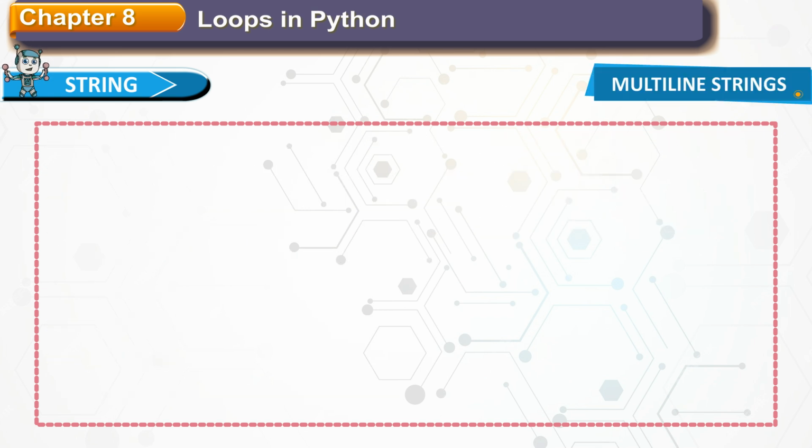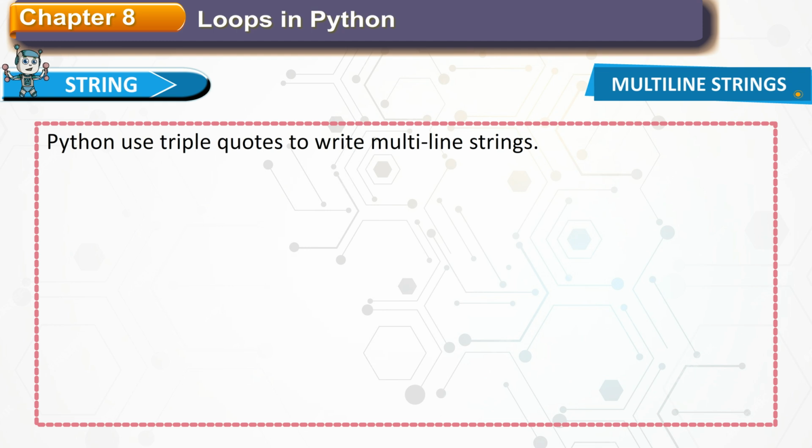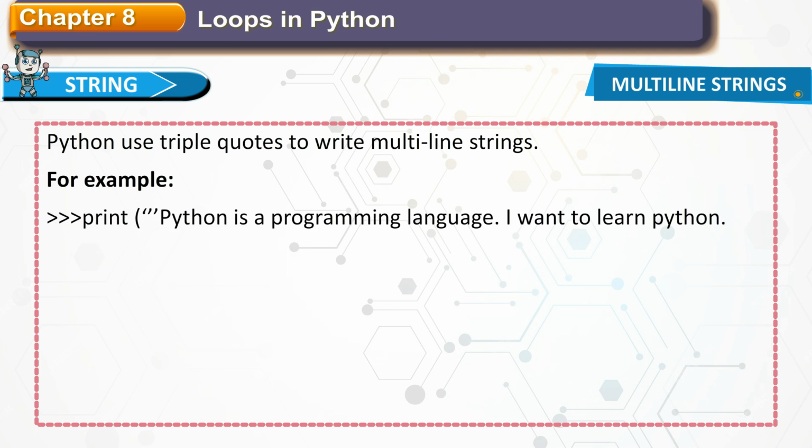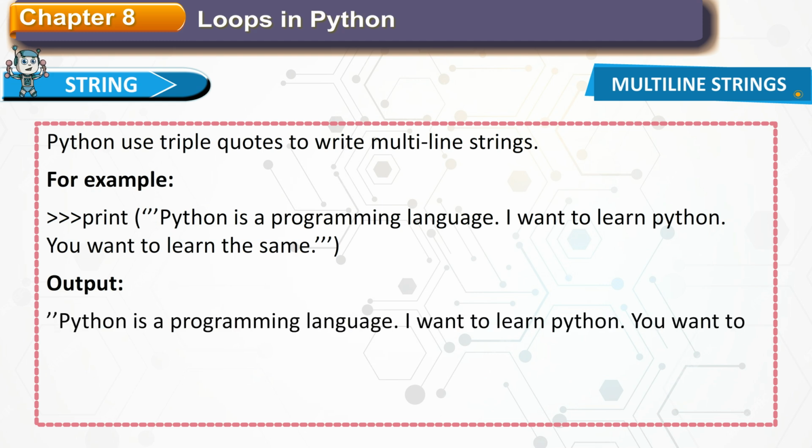Multiline strings. Python uses triple quotes to write multiline strings. For example, print(Python is a programming language. I want to learn Python. You want to learn the same). Output: Python is a programming language. I want to learn Python. You want to learn the same.